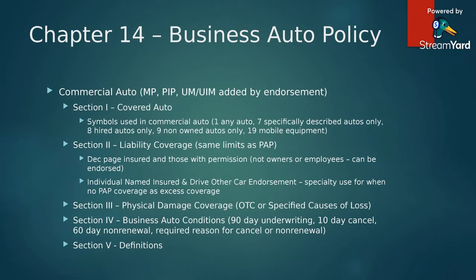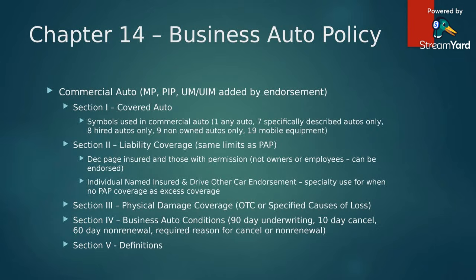Number 8, hired autos only. Number 9 symbol is going to be for non-owned autos only. And number 19 is going to be for mobile equipment. This is going to be subject to the financial responsibility law only. Just understand that under mobile equipment, when you are under a commercial auto policy, you're not going to have the situation where mobile equipment like a bulldozer is being pulled off the trailer and then driven to the work site on a roadway. It's going to need liability coverage for the exposure from when it's on the roadway and being operated as a motor vehicle.